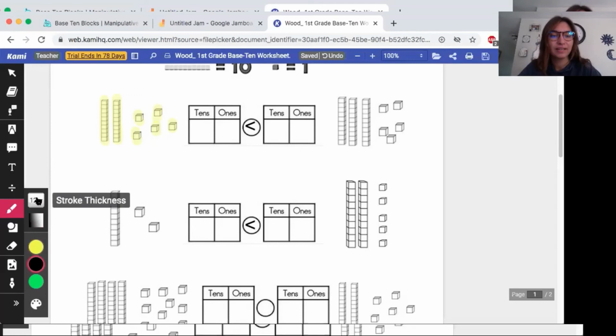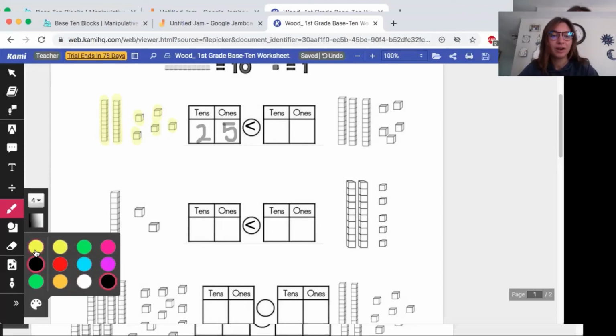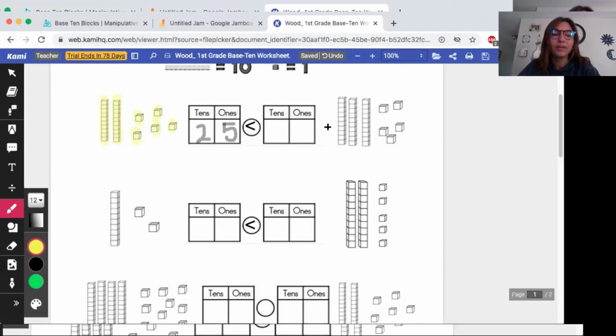Now let's write that down. Remember, 2 goes in the tens place, and the 5 goes in the ones place. And that is 25. Okay, let's compare this to the number on the right. We can first start by counting. How many tens are there? I see 1, 2, 3.